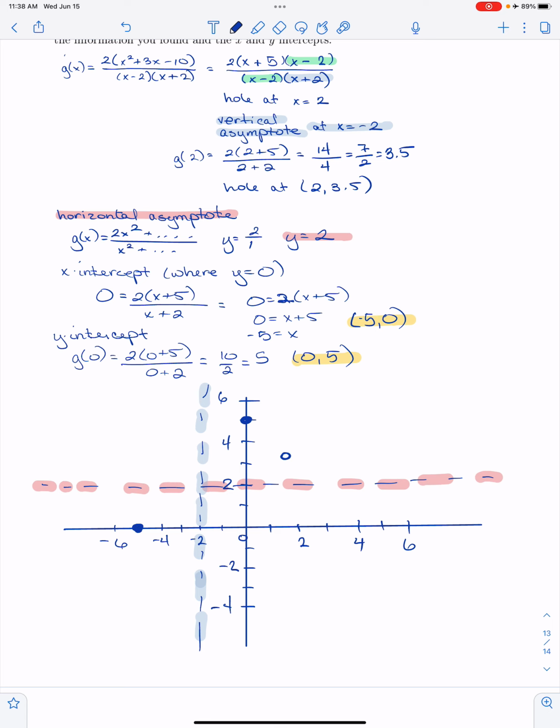So my graph is going to approach the asymptote and hit through these benchmark points.